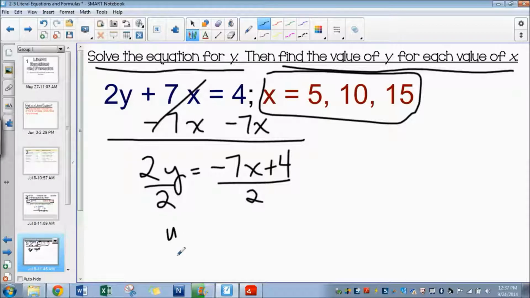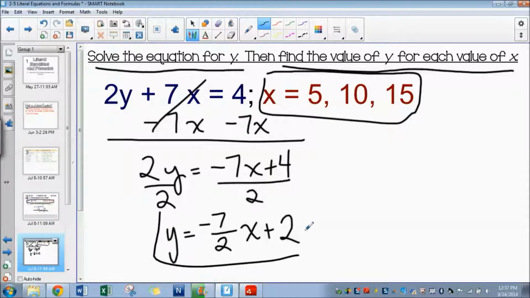And so I have y equals negative 7 over 2 x plus 4 divided by 2 is 2. That goes back to when we learned about the distributive property, and we were distributing that division. That's like multiplying each term by 1/2. So that's half of the problem. I have solved for y. Now that I've done that, I'm going to find the value of y. I'm going to evaluate y for each of those x values.